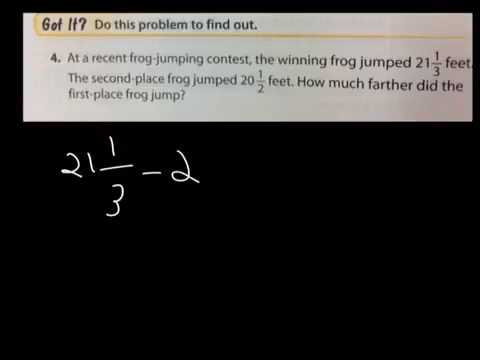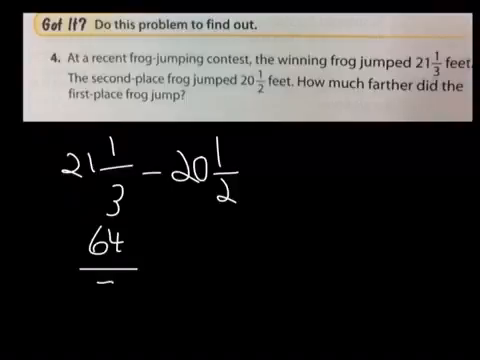You can add those two together, or you can just subtract the two to see. So you write the 21 1/3 minus 20.5. Convert them into an improper fraction first. 3 times 21 is 63 plus 1, 64 over 3. And 2 times 20 is 40 plus 1 is 41 over 2. What is the common multiple for these two?